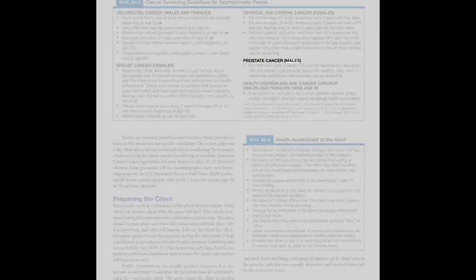Prostate cancer, males, for men who have at least a 10-year life expectancy, discussion with the primary care provider about the benefits, risks, and uncertainties associated with prostate cancer screening.